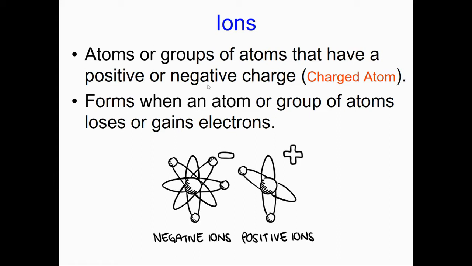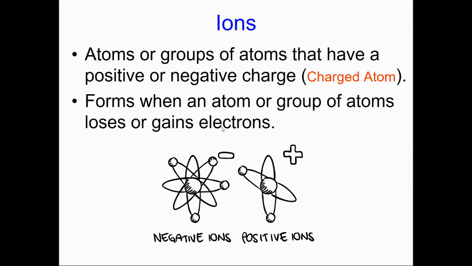They'll form when an atom or a group of atoms loses electrons. If they lose electrons, they get a positive charge. They're called cations. Or when an atom or group of atoms gains electrons, if they gain electrons, they get a negative charge called an anion.